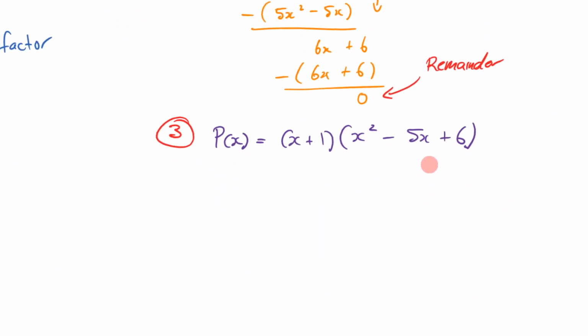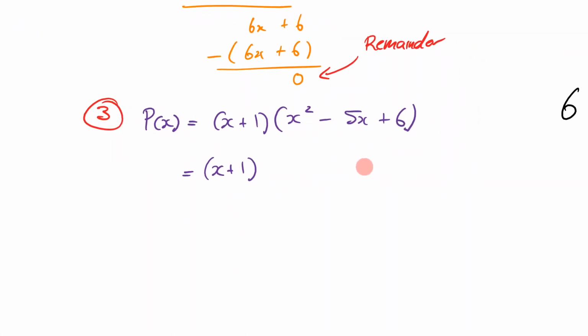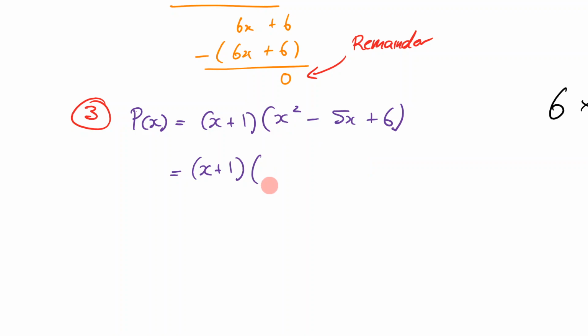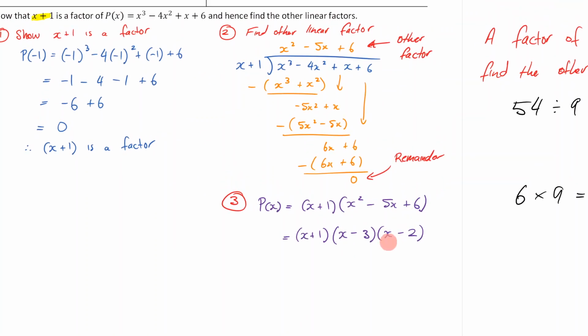The last thing we can do here is factorize this even further. We have x plus 1, and now I can factorize this quadratic. What's that going to be? It's going to be x, I'm blanking. Is it x minus 3, x minus 2? Yes, because minus 3 times minus 2 is plus 6, and negative 3 minus 2 is negative 5. So as you can see, I found all my factors. I found this one, this one, and this one. So I've done what I needed to do.